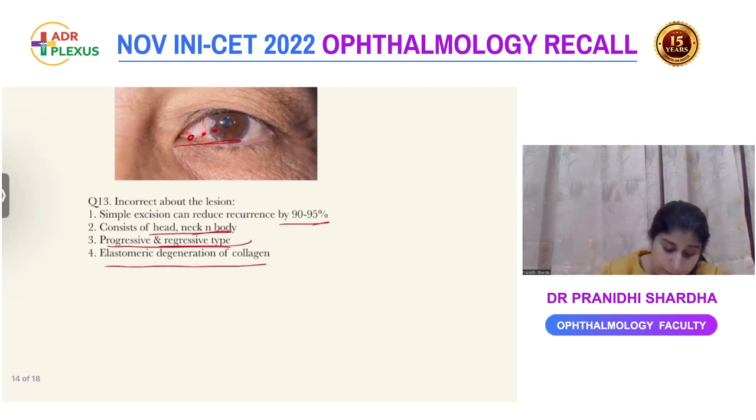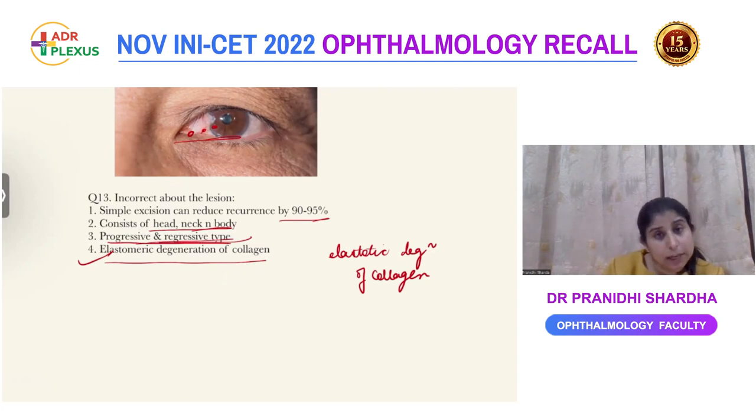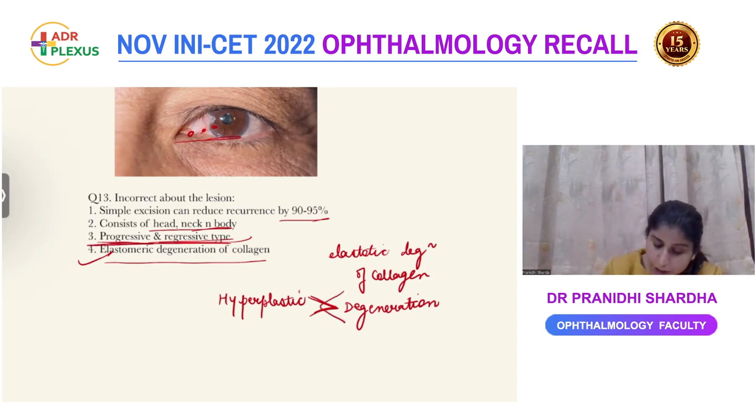It has progressive and regressive type, no doubt. We know that pterygium is an elastotic degeneration of the collagen, so that point is right. It can be progressive, it can be regressive. There are two types of changes in pterygium: hyperplastic and degenerative. If hyperplastic changes are more than degenerative changes, the pterygium will be progressive. If degenerative changes are more than hyperplastic changes, it will be regressive. It consists of head, neck and body. Yes, it has three parts.